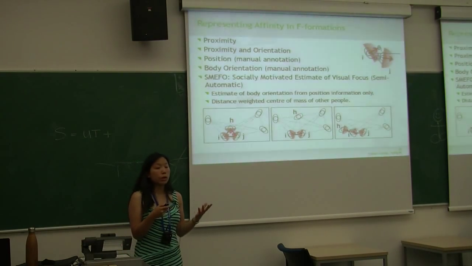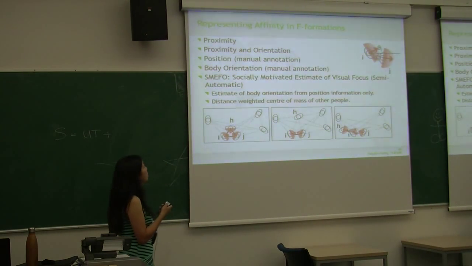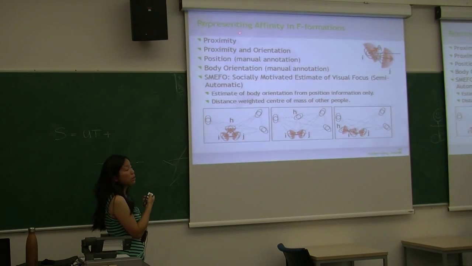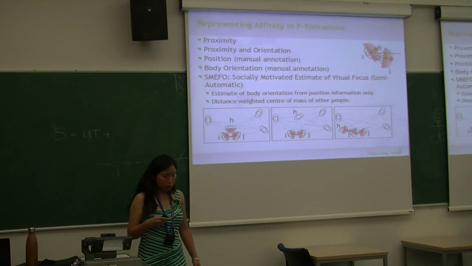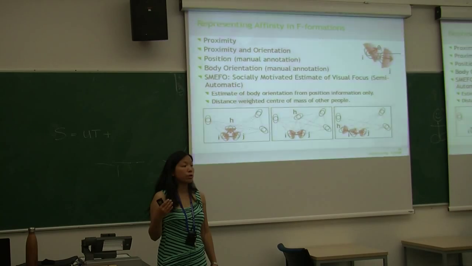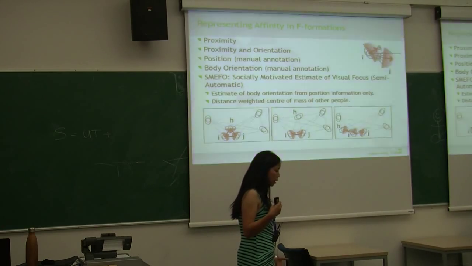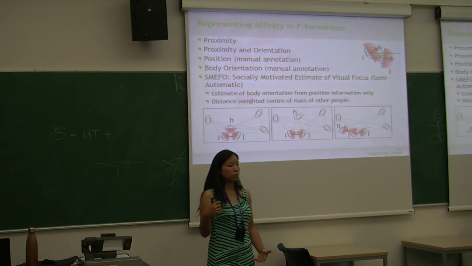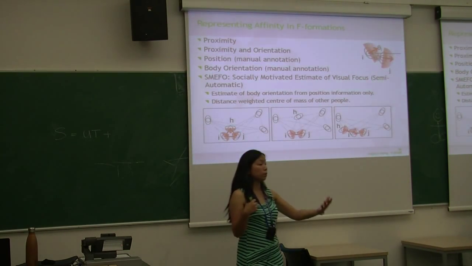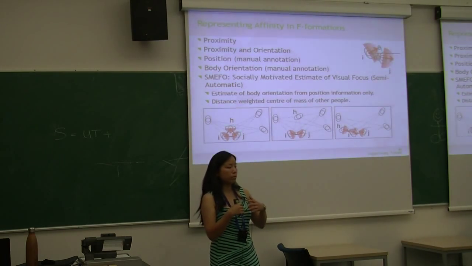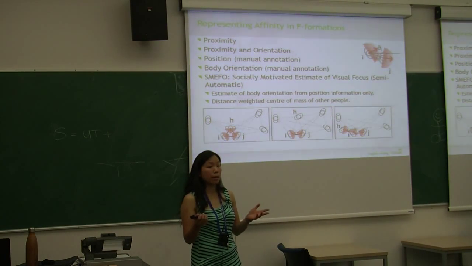The information we can use to describe this affinity is either proximity plus orientation, that is position and body orientation, and this other thing which I use to try and predict the body orientation from just the relative positions of people. Imagine that you're in a mingling scenario and you're standing in a particular position. You're not going to be standing there at random. You will be standing there because you probably want to join a particular group, or perhaps try and avoid particular groups.